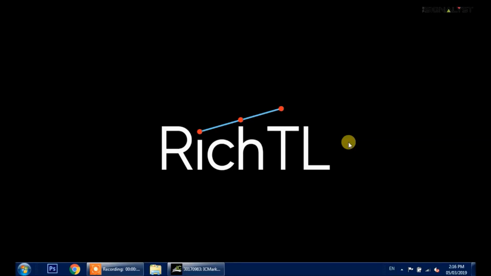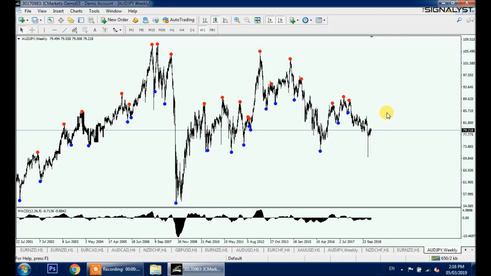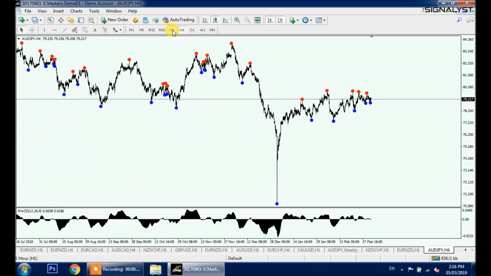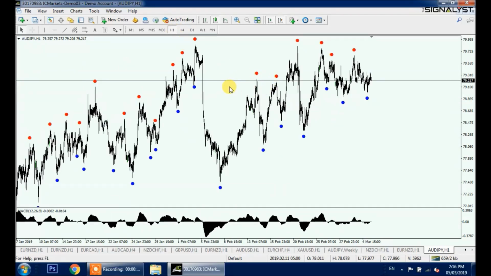Hello traders, as per the request of our premium members, we are going to do a top-down analysis on AUDJPY. As usual, we'll do our price action analysis and draw our levels on weekly and daily time frames, then dive into H4 and H1 to look for potential setups and triggers.